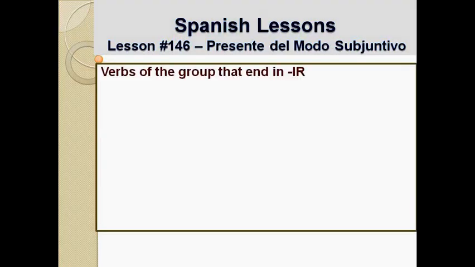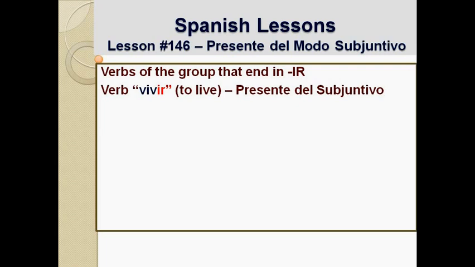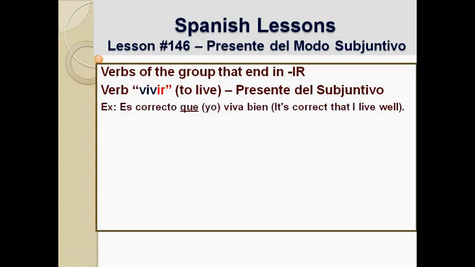Now we will end the lesson with the last and third classification of Spanish verbs, the verbs that end with the letters IR, the smallest of the three categories and the one that has more irregular verbs. We will choose the verb vivir to conjugate, okay? Vivir is a regular verb of the third group. Vivir means to live. Example, es correcto que yo viva bien. It's correct that I live well.